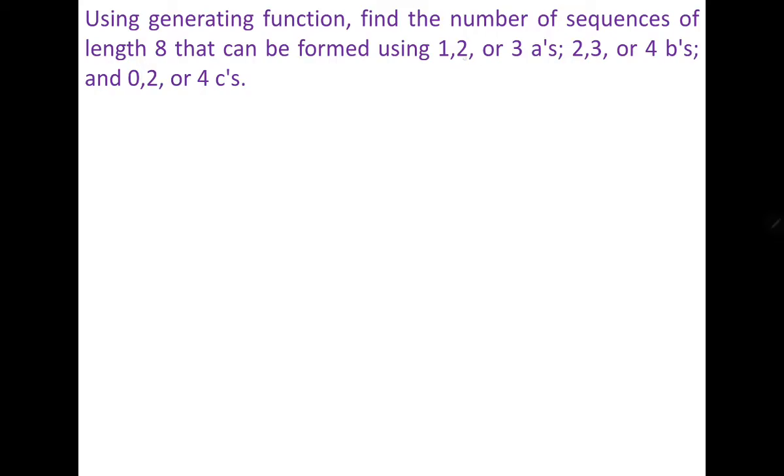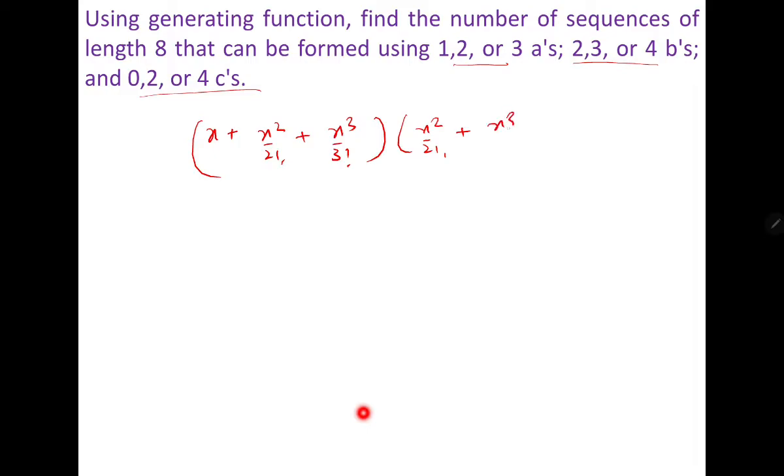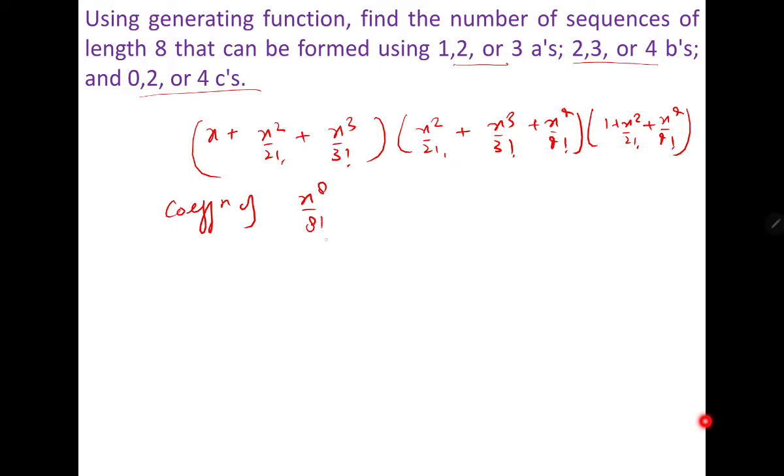This is limited because a can be 1, 2, 3, b can be 2, 3, 4 and c can be 0, 2, 4. So I have to write down the generating function, which is (x plus x square by 2 factorial plus x cube by 3 factorial), then (x square by 2 factorial plus x cube by 3 factorial plus x raised to 4 by 4 factorial), and (1 plus x square by 2 factorial plus x raised to the power 4 by 4 factorial). Now I need to find the coefficient of x raised to the power 8 by 8 factorial.